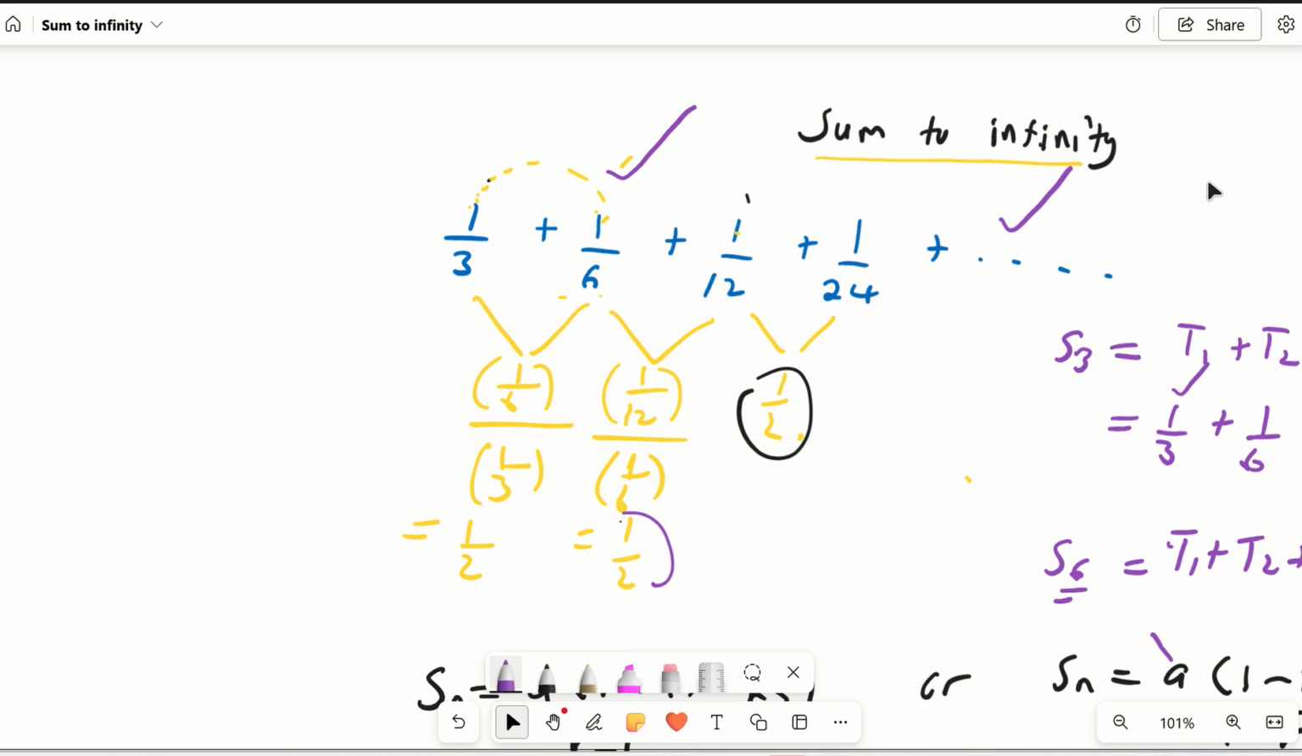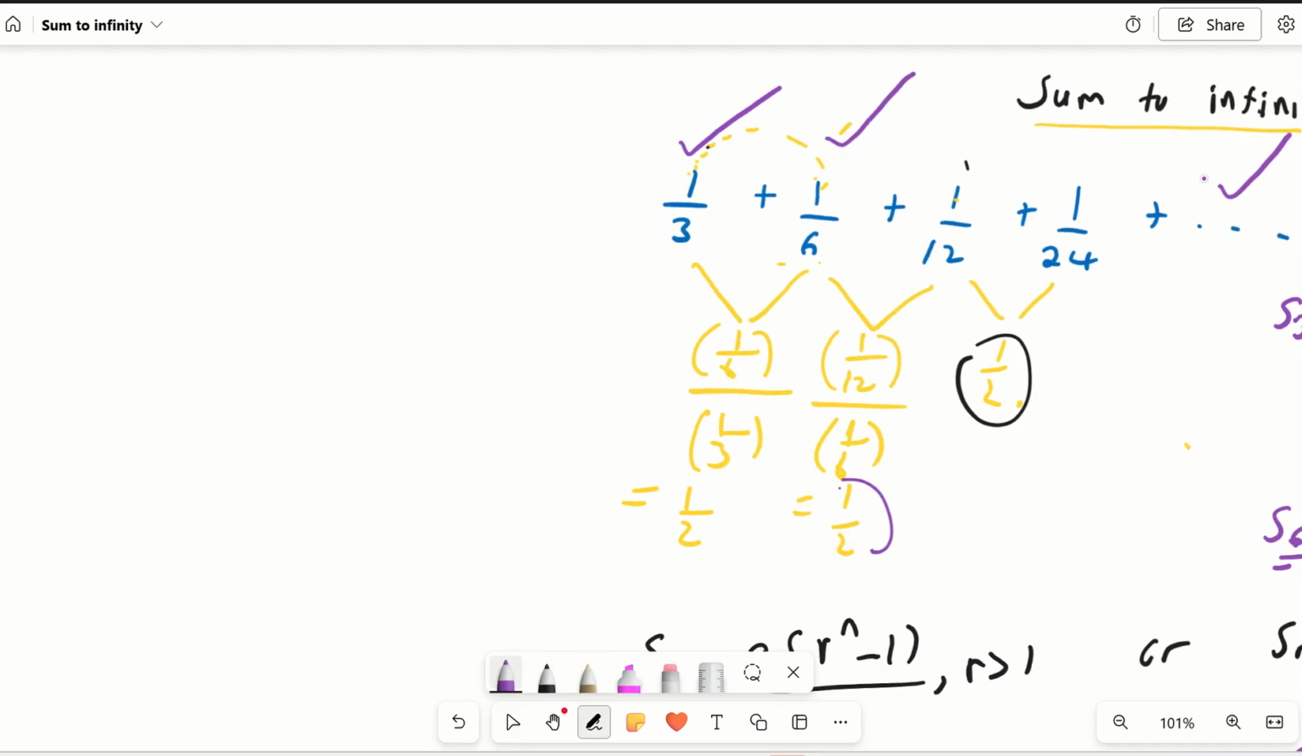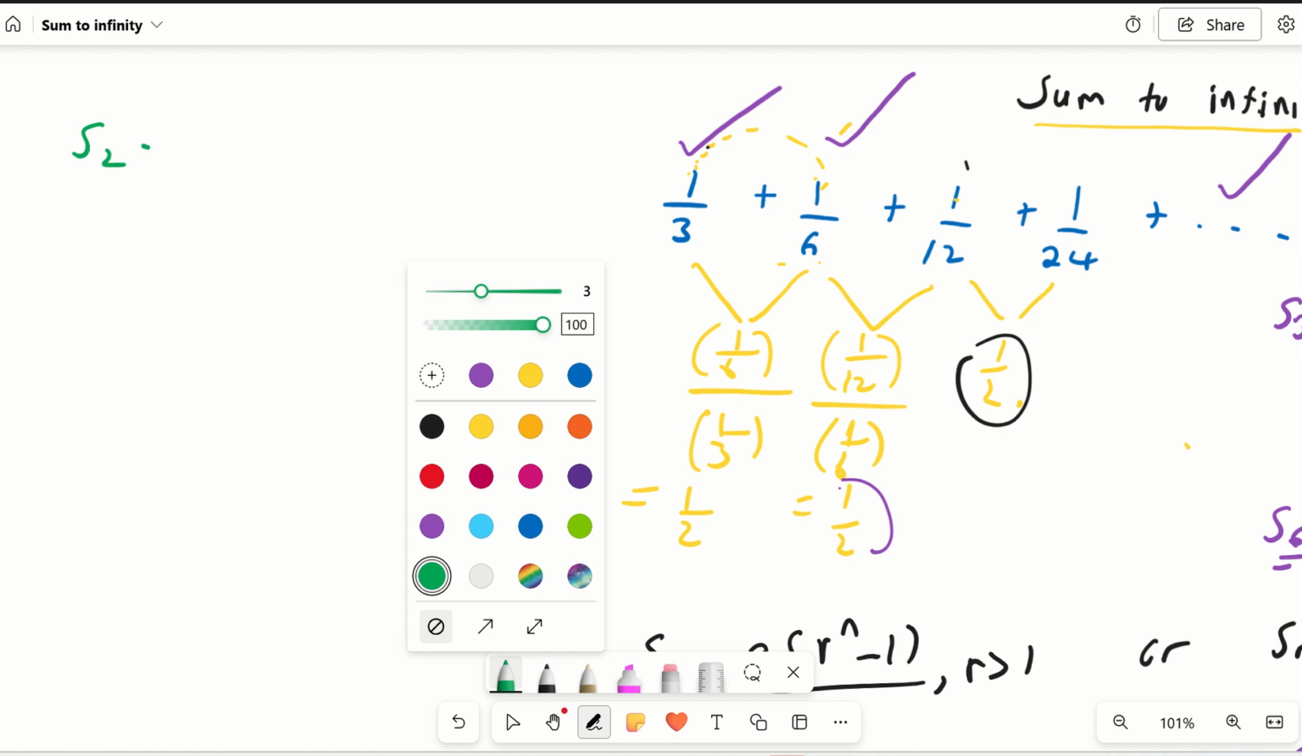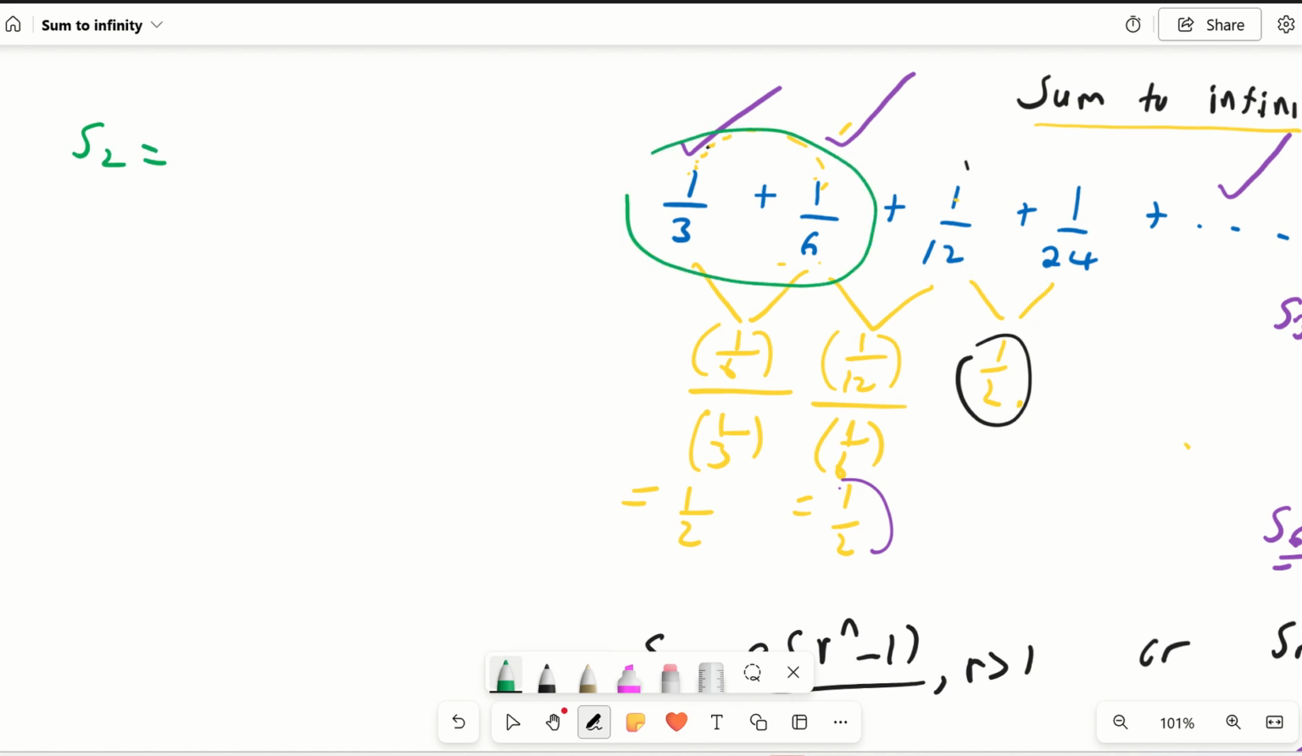As I said, a question could come in the exam. They'll be like, given this geometric series, what is the sum to infinity? They'll ask a question like this. Because normally you guys are used to what is S2? You know that you're gonna add the first two terms. Just copy them and add them. What is S3? You just copy them and then add them.